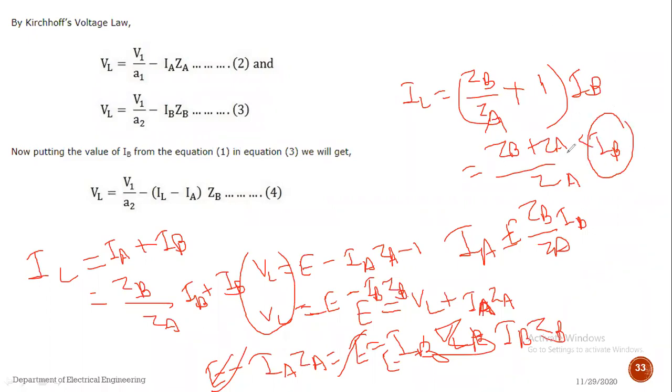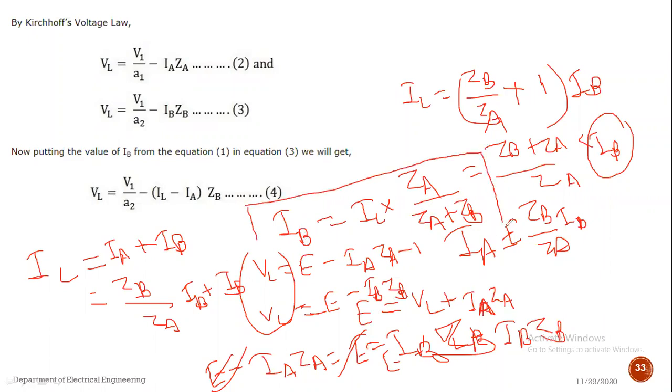So see, according to this equation we are able to calculate the value of IB. IB equals, on the left hand side there is IL, that is the load current, into the reverse of this, that is ZA divided by ZA plus ZB, right? So this is the equation we got: the current shared by transformer B, IB, equals the load current IL into ZA divided by ZA plus ZB.